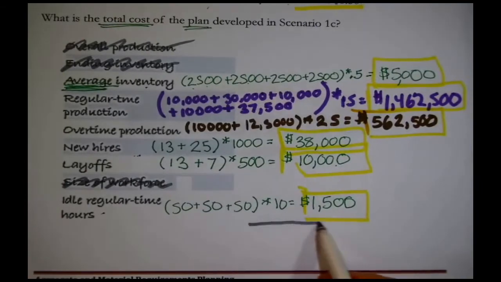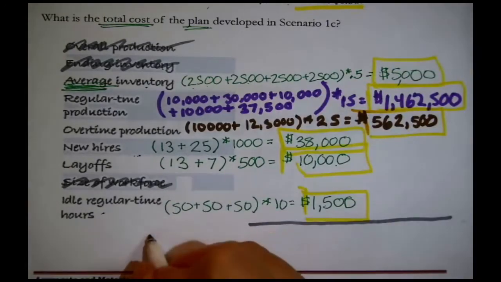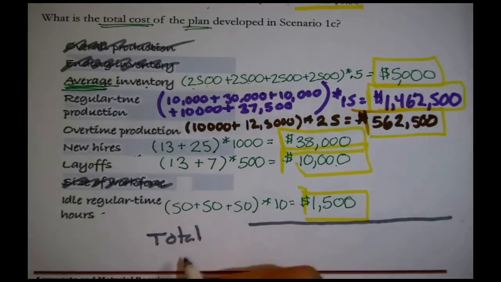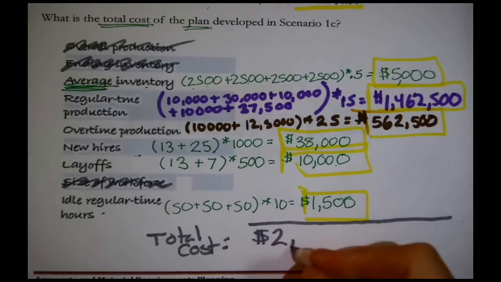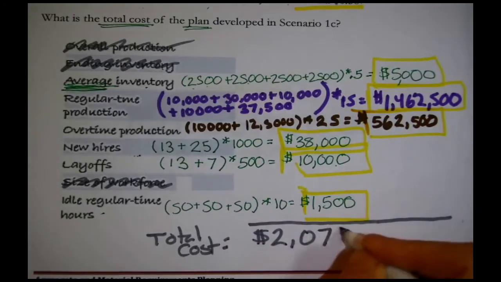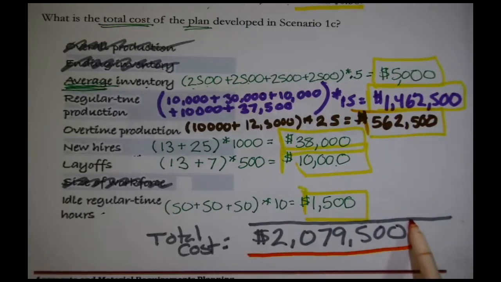I say it's almost finished because we're not really concerned with any one of those costs in particular. We're concerned with what they asked for: the total cost. So add these numbers up. I get $2,079,500. That is the total cost of the chase demand strategy that we figured out the implementation for in scenario 1C.